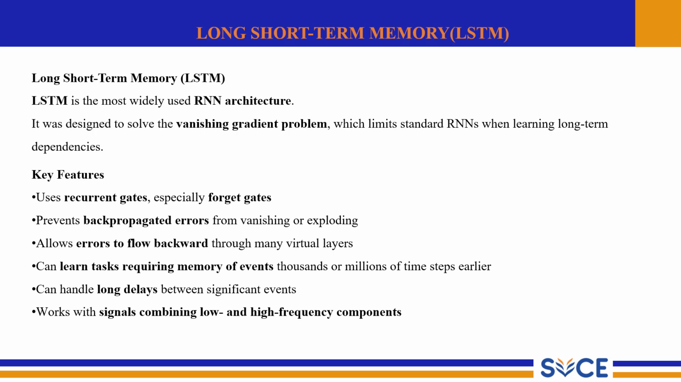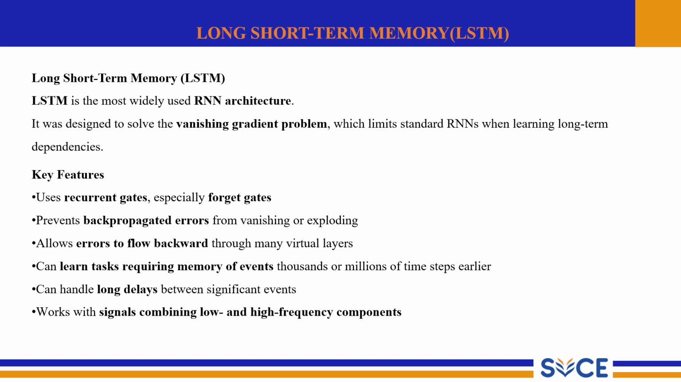Key features of LSTM. First one is gated memory structure. So LSTM uses a unique structure called gates which control the flow of information through the network. Among these, the most important is the forget gate. The forget gate decides what information should be kept and what information should be removed from memory. This selective memory mechanism allows the model to maintain only useful information over long sequences.